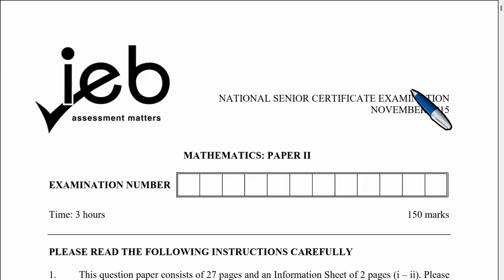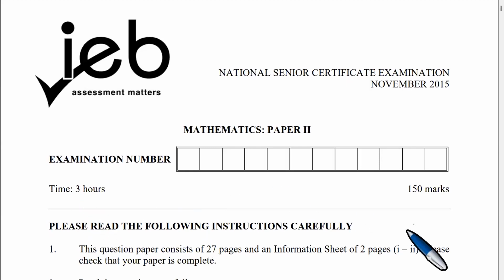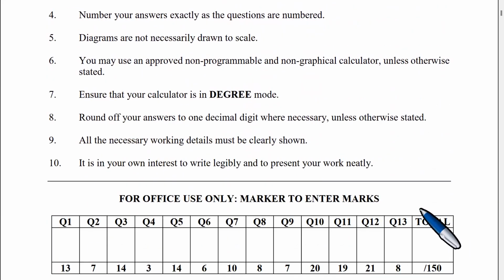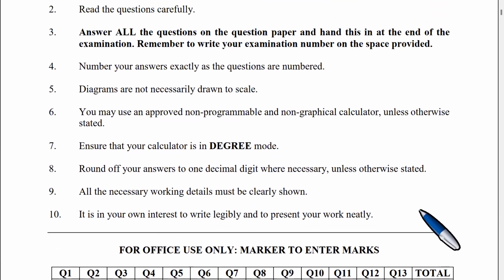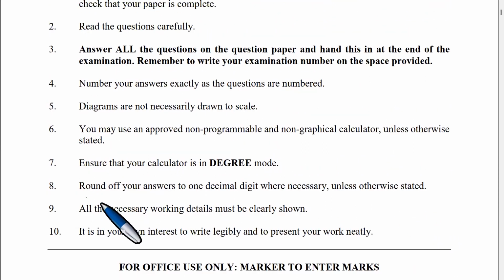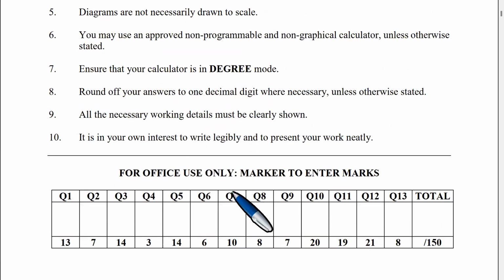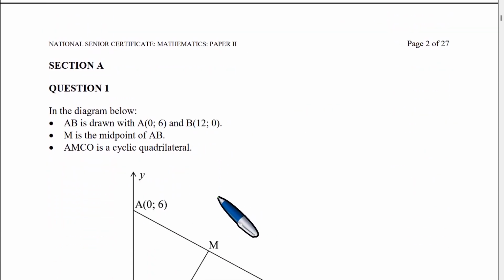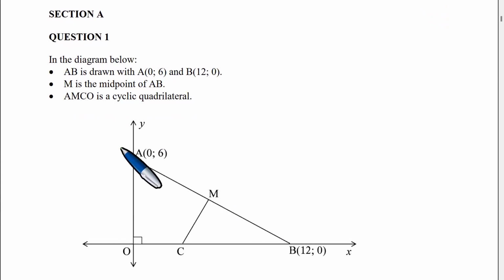Right, we are beginning our discussion looking at the November 2015 IEB Assessment Matters, Mathematics Paper 2, 3 hours, 150 marks. One thing that is very important about the instructions is the rounding off. Rule number 8: round off your answers to 1 decimal digit where necessary, unless stated otherwise. So we're using the 1 decimal digit approach when we have decimals. You save time, don't write lots of digits, just write 1, because these IEB exams are long. 3 hours is too short.